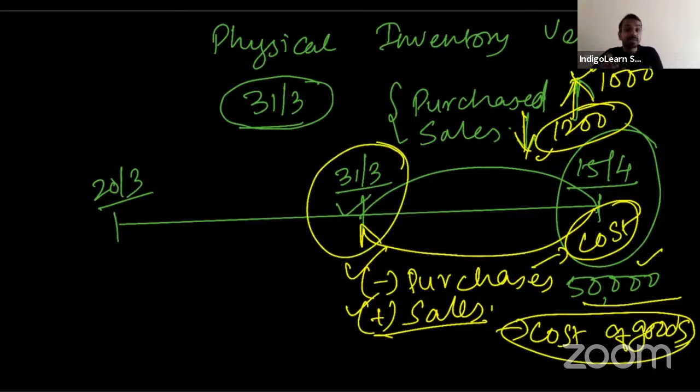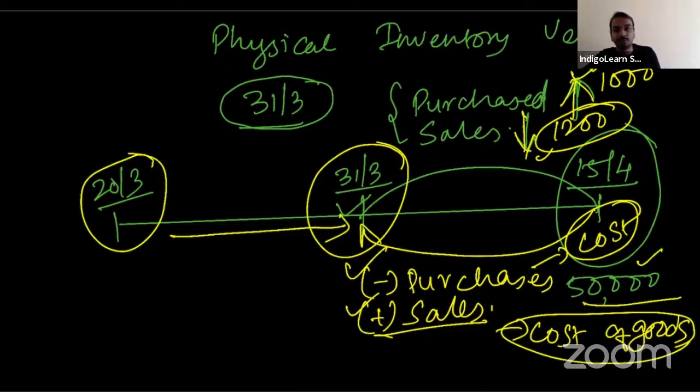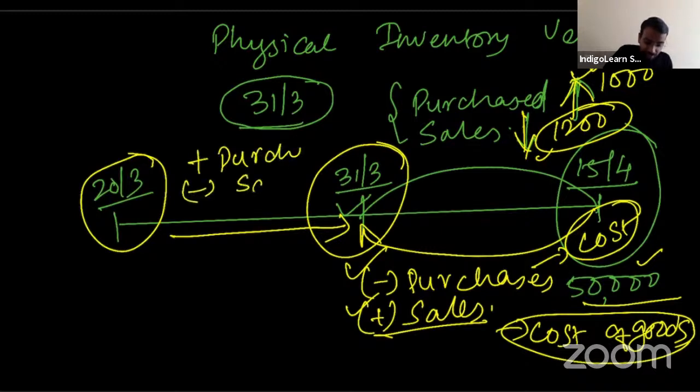Now, using similar logic, if you have taken inventory on 20th March and want to reach the inventory as on 31st of March, what will we do? If any purchases are there, we will add. If any sales are there, we will reduce. If you understand this logic, the adjustment of purchases and sales when inventory is taken at a very different date will be easier. Now, there could be some special cases.